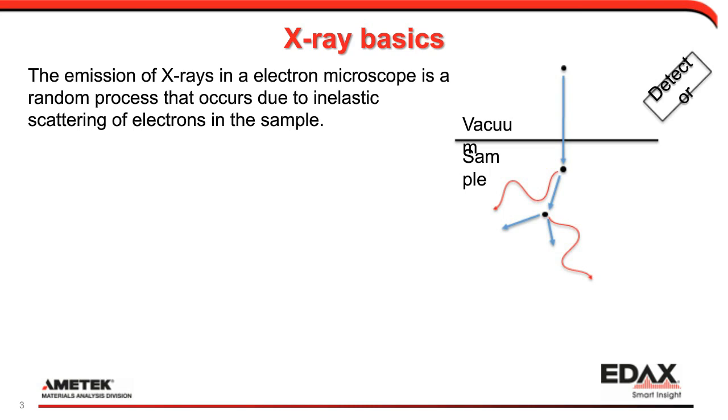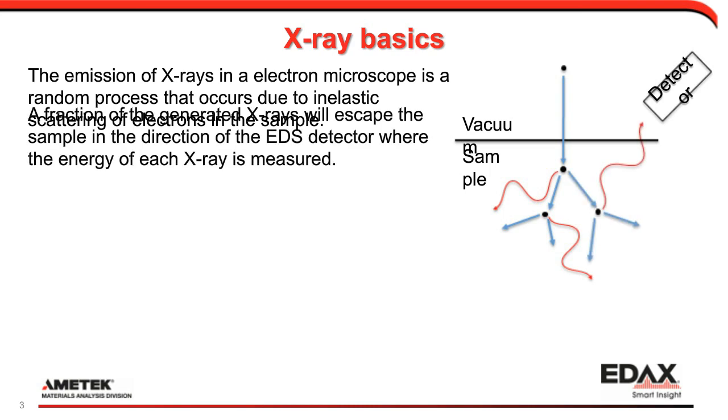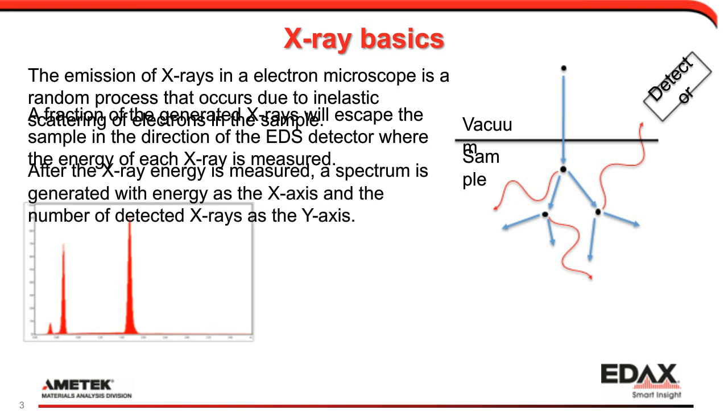A fraction of those will happen to be emitted in the direction of the EDS detector that we have mounted inside the microscope. And in the EDS detector, we capture the X-ray and then measure the energy of each individual X-ray. And this happens one X-ray at a time. So to build up the spectrum, we take the X-ray energy that we measured and put one count into our spectrum. And then we end up with a spectrum where the energy of the X-rays will be the x-axis, and the number of X-rays coming in at that energy will be the y-axis.